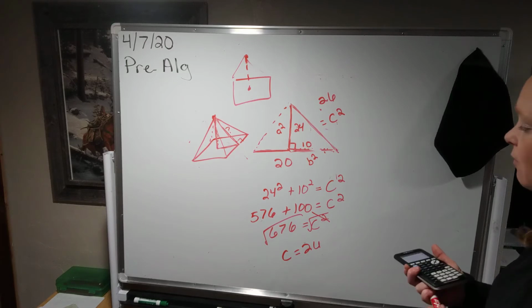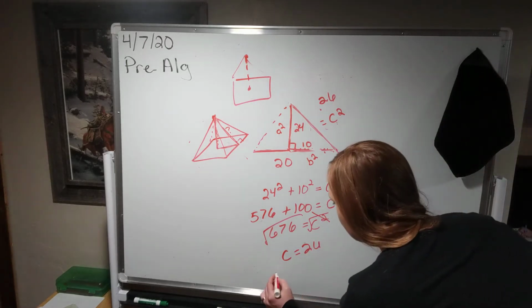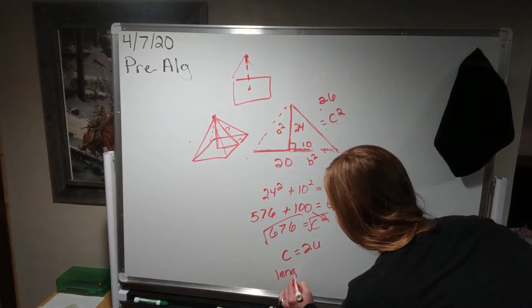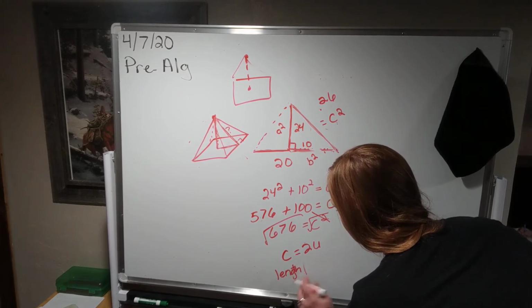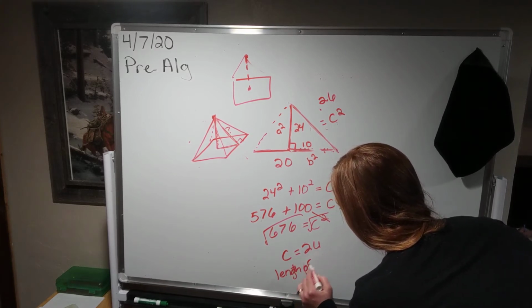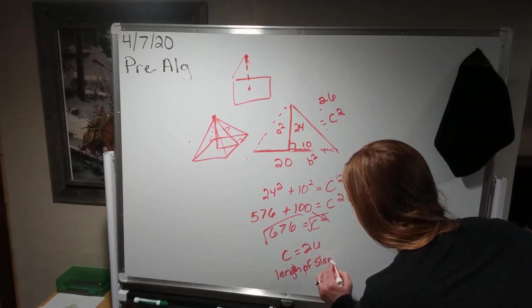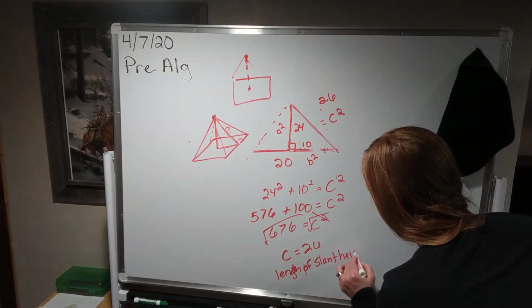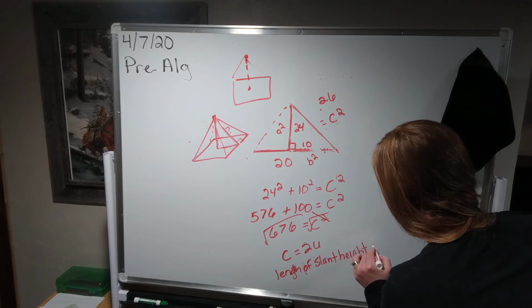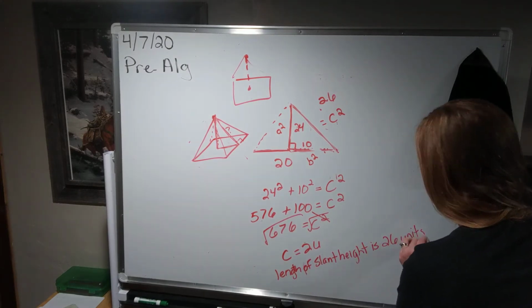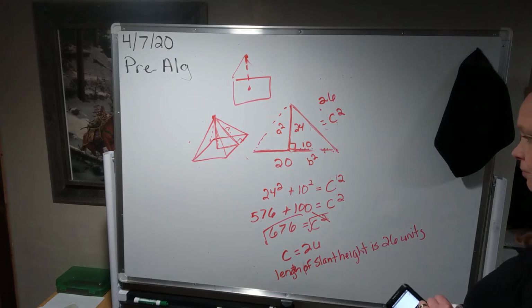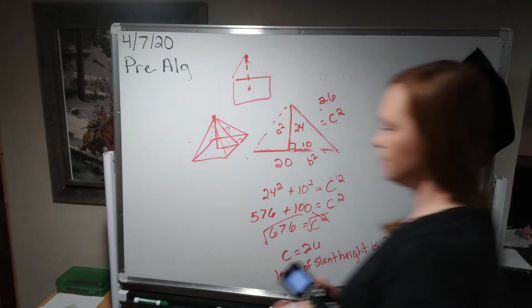So how would I write this answer? I would say the length of the slant height is 26 units, because we didn't have a measurement there. Okay, let's move on.